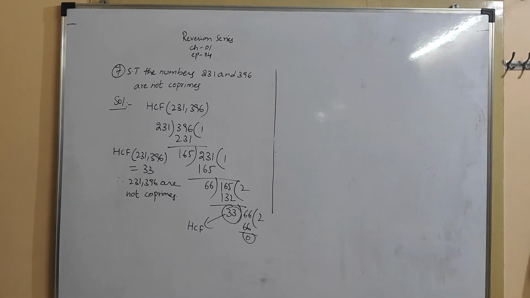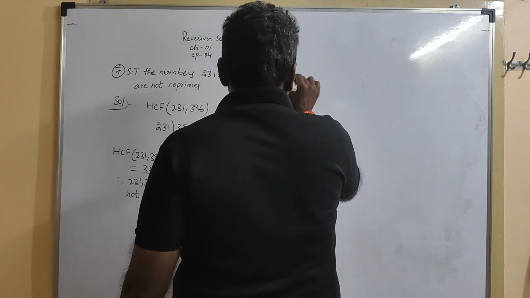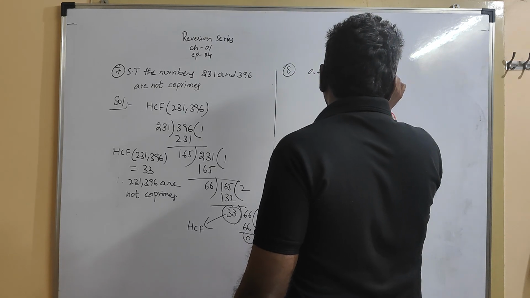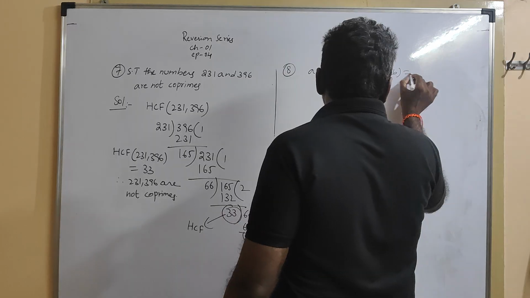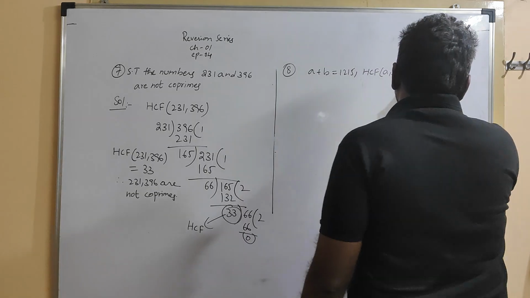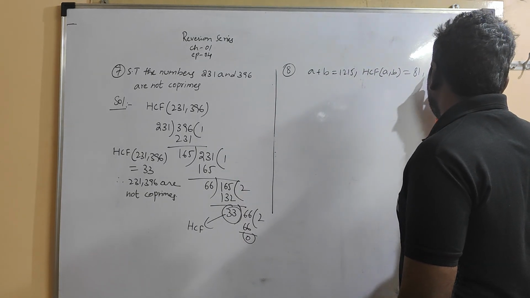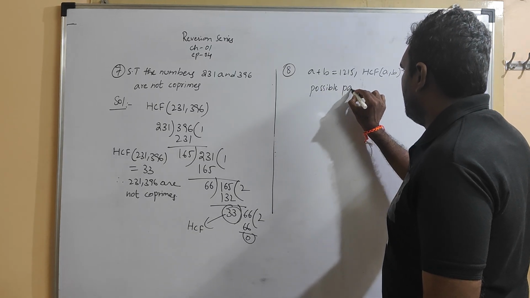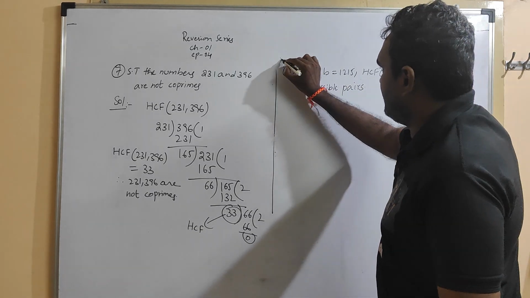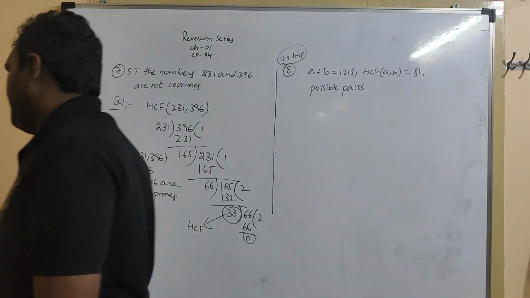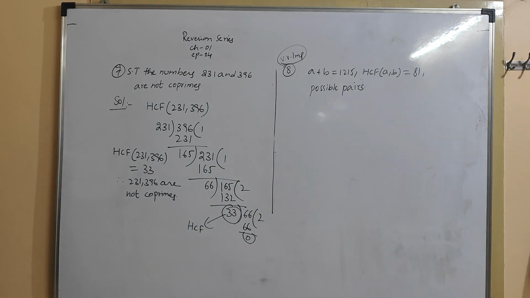Next problem, see the 8th problem. A plus B is equal to 1215, HCF of A comma B is equal to 81. What is the number of possible pairs? They are asking. See, whenever a possible number of pairs question is there, that is very, very important. You have to be careful. Okay?